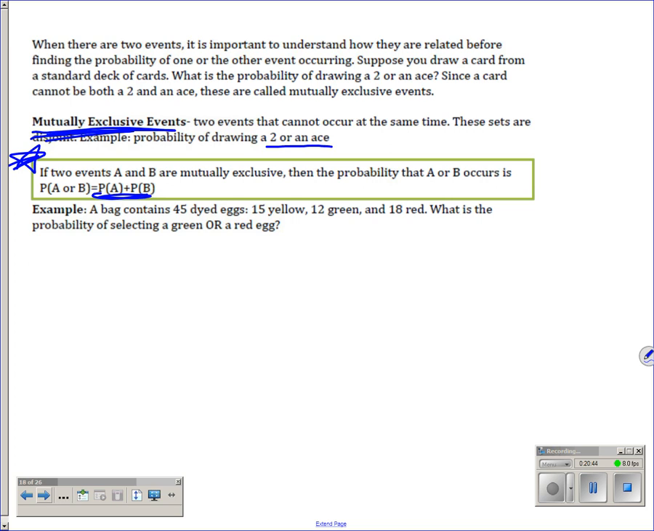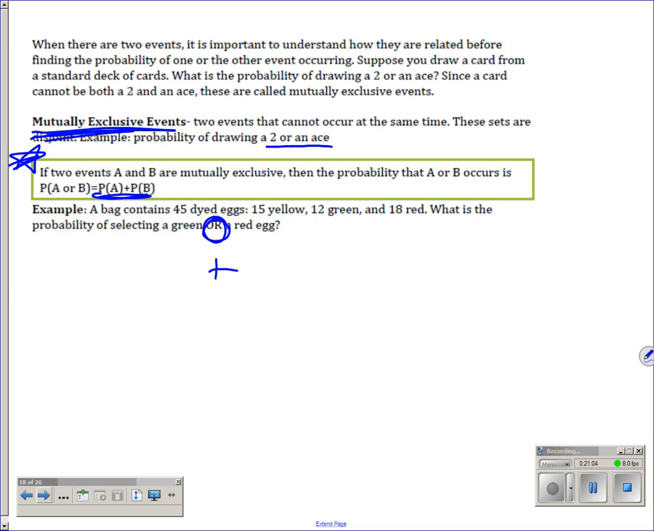A bag contains 45 dot eggs. 15 are yellow, 12 are green, and 18 are red. Again, it's the same type of problem, just worded a little bit differently. What is the probability of selecting a green or a red egg? Those are mutually exclusive because a green egg could not be a red egg. Right? So we just add those together.